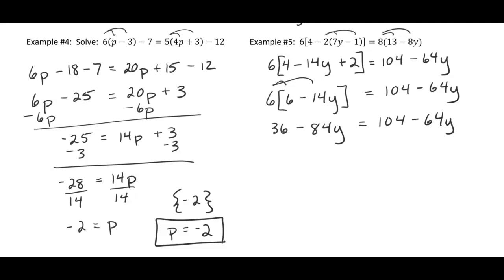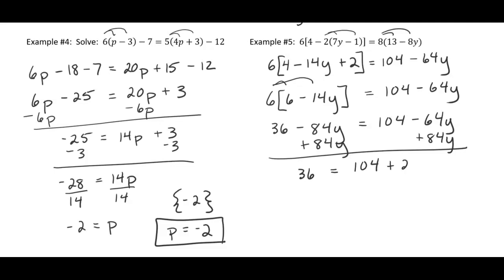Okay. I'm going to go ahead and get y on one side. I'm going to go ahead and add 84y to both sides. Probably should have done it the other way, but too late. I already started it this way. And that's going to be plus 20y. So a negative 64y and a positive 84y is going to give me 20y. And then I'm going to subtract the 104. So I want to get the constants on the other side.